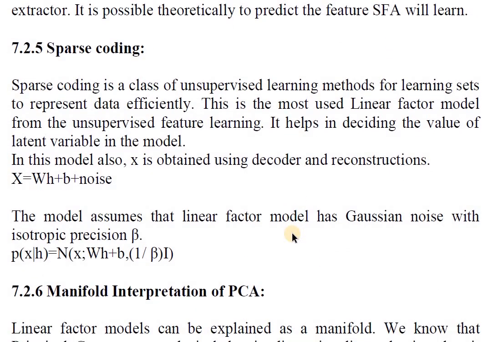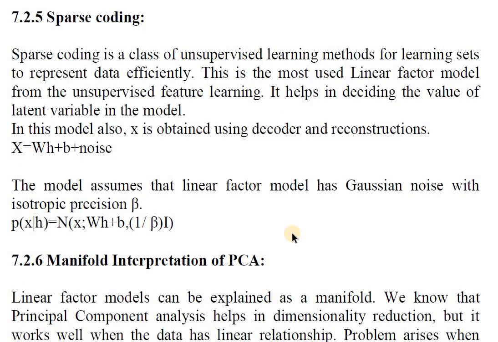Now we go ahead to something which is called sparse coding. Sparse coding again is a class of unsupervised learning algorithms, and the main aim over here is to represent the data efficiently. This is mostly used in linear factor models from unsupervised feature learning, and it helps in deciding the value of a latent variable in the model. You have to understand that not every variable is equally important, and you need to find out which variable can represent the data how well.